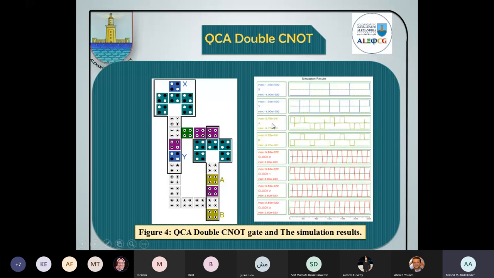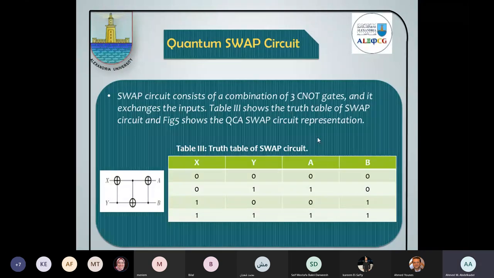Here output A takes the value of X and output B takes the value of Y, but there are two clock cycle delays, so the correct output will start at clock 3. Output A is 0011, and output B is 0101.